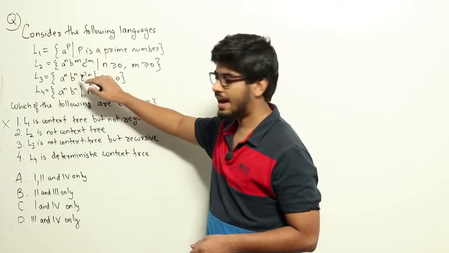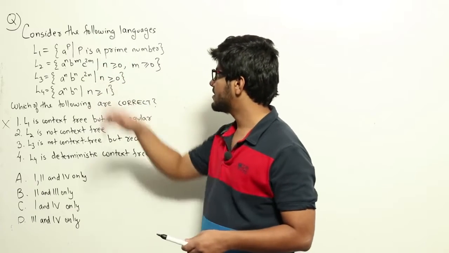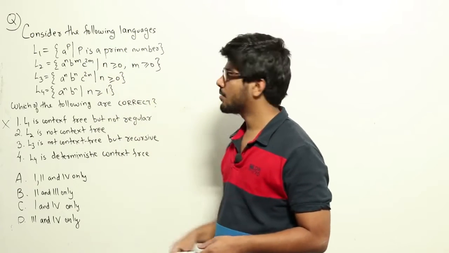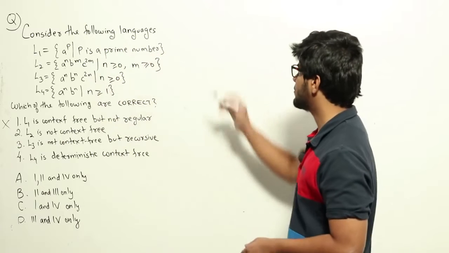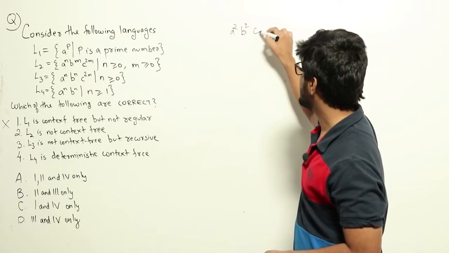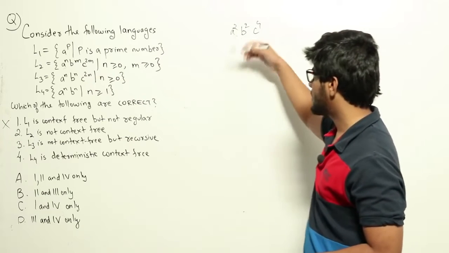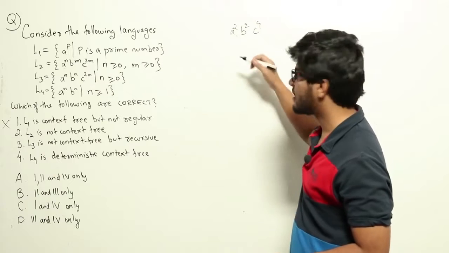When we see b's, we add 2b each, and when we start seeing c, for each b we will be removing one c from the stack. So for example, let us say a square, b square, c4. This is the string. The a's we won't be adding to the stack. We just need to compare and check that all the a's are coming in.